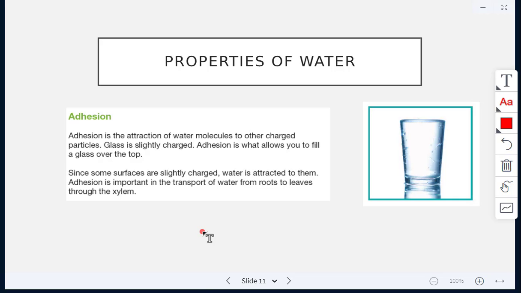Next is adhesion. When we talk about adhesion, it's the attraction of water to other charged particles. So cohesion was water attracted to other water molecules. Adhesion is water molecules being attracted to other charged particles. So for example, glass, we have a glass of water here. Glass is slightly charged, so it's adhesion that allows you to fill a glass just over the top. Because some surfaces are slightly charged, water is attracted to them.